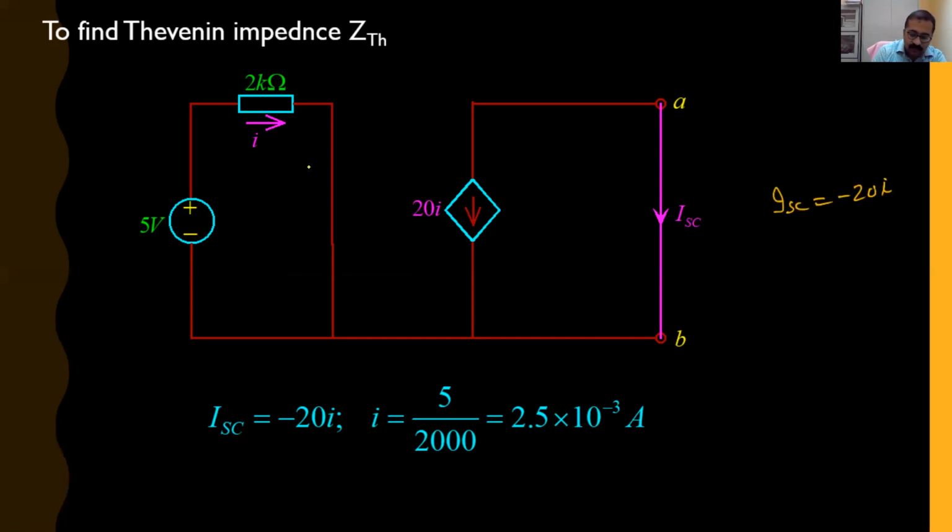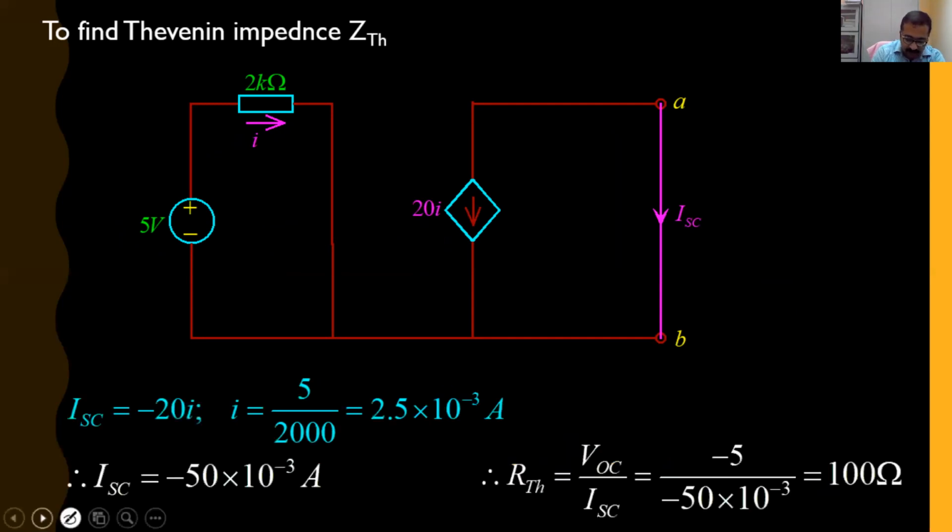And what is I? I is nothing but 5 divided by 2000, right? From which you will get 2.5 times 10 raised to minus 3. Just substitute that, and your ISC will be nothing but minus 15 times 10 raised to minus 3 ampere. So what will be your RTH? It's the ratio of open circuit voltage to short circuit current. So if you take that, you will get your Thevenin resistance as 100 ohms.